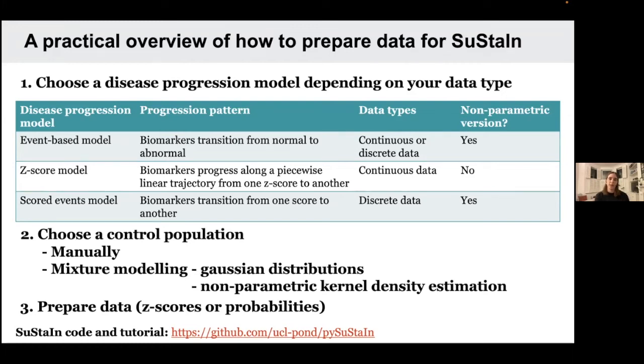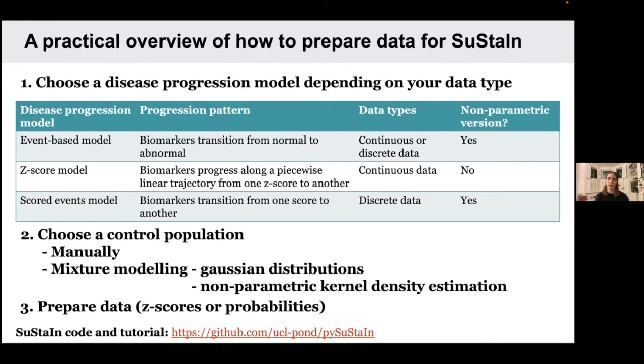So the second thing you need to think about before using SuStaIn is how to choose your control population. This could be done manually using a study criteria or based on your own criteria. Or in some cases, you might have data sets in which you think there are a proportion of pre-symptomatic individuals within your control population, in which case I would suggest that you might want to use mixture modeling to identify a control population. And this can be done in two ways, depending on whether you're looking at Gaussian data, or you can use the non-parametric version for example, with cognitive tests with floor and ceiling effects.